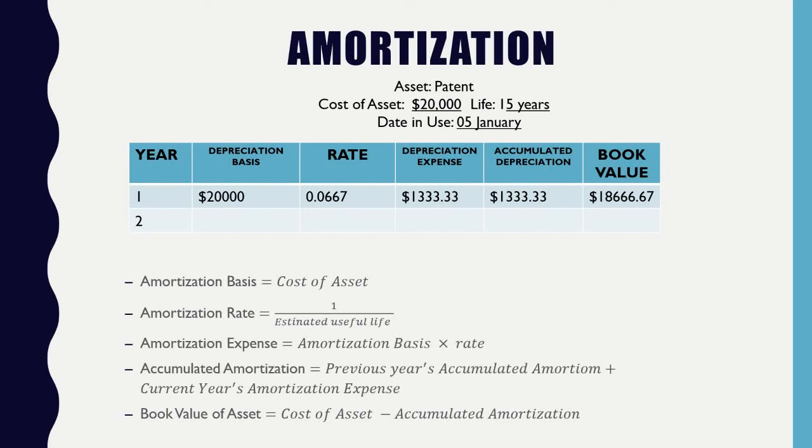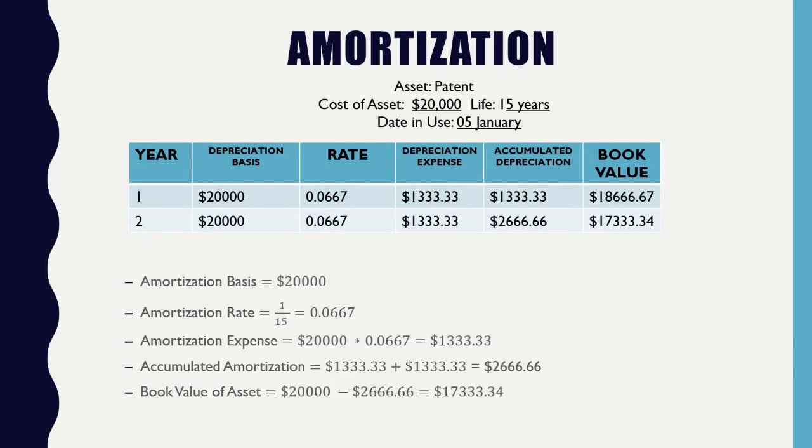And as I've mentioned before, since straight line and amortization are similar, you're going to get the same exact numbers too. You're going to get the same basis, the same rate, and the same exact expense, so in this case another 1,333.33. And then you're just going to add those two values together to get your accumulated, which you're going to subtract out from your asset cost to get your book value. Straightforward, right?